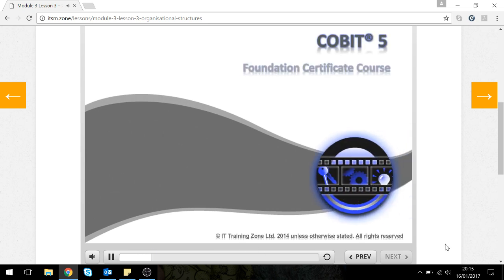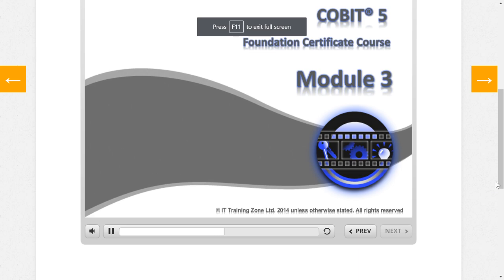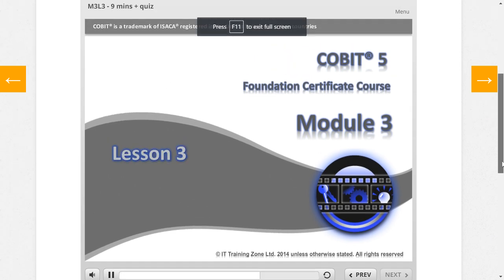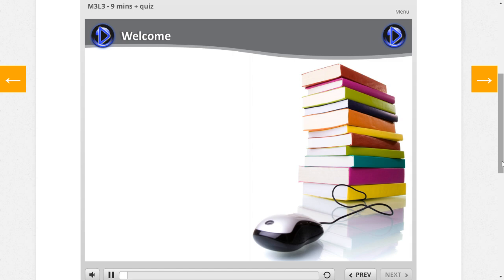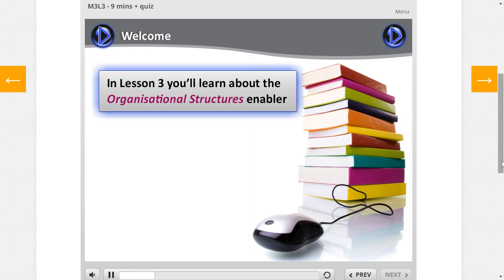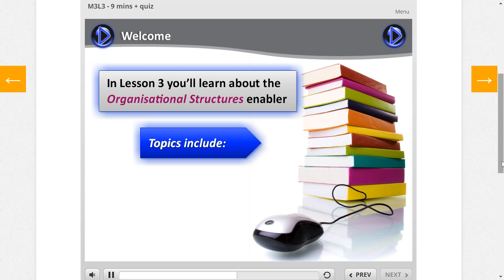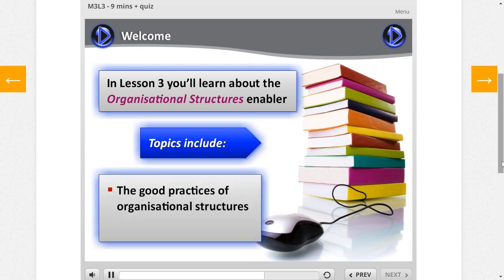The COBIT 5 Foundation Certificate, Module 3, COBIT 5 Enablers. Lesson 3, Organizational Structures. Welcome to Module 3, Lesson 3, where you'll learn about organizational structures. In this lesson, we'll study the good practices of organizational structures and key rules.